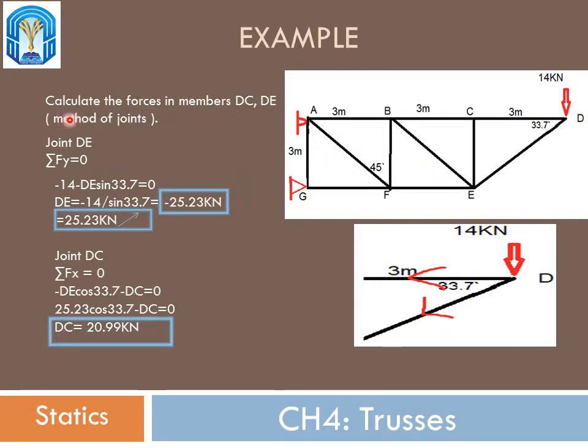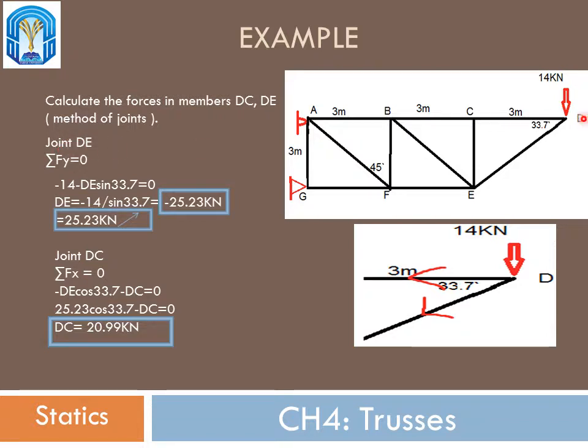Okay, let's take this example. Calculate the forces in members DC and DE. First of all, we draw a free body diagram. Here is DC and DE, and we assume these forces. First of all, this is by the method of joints.